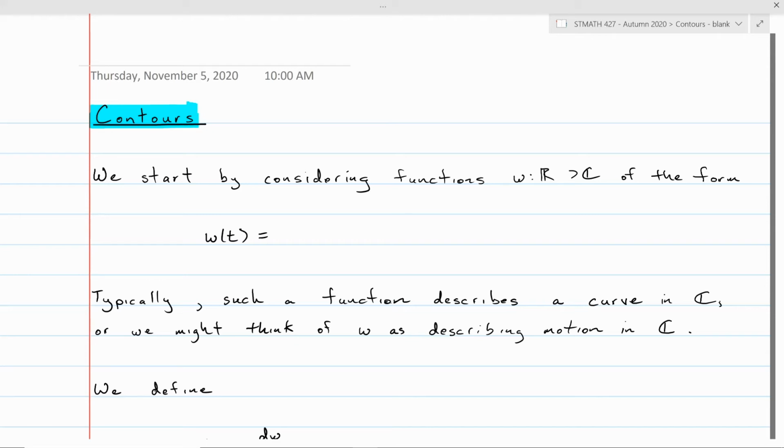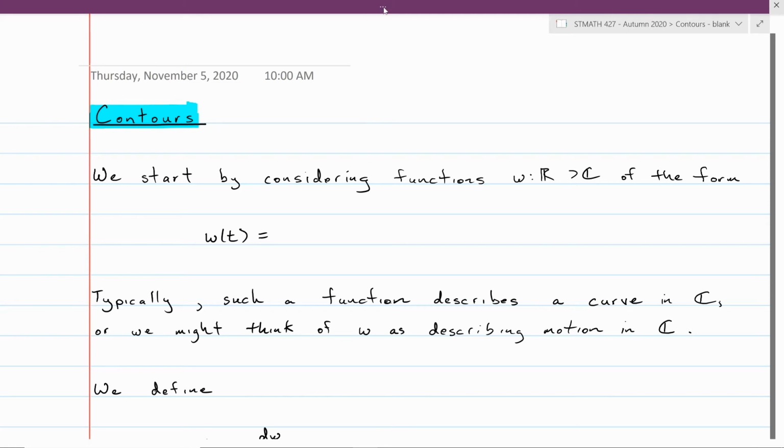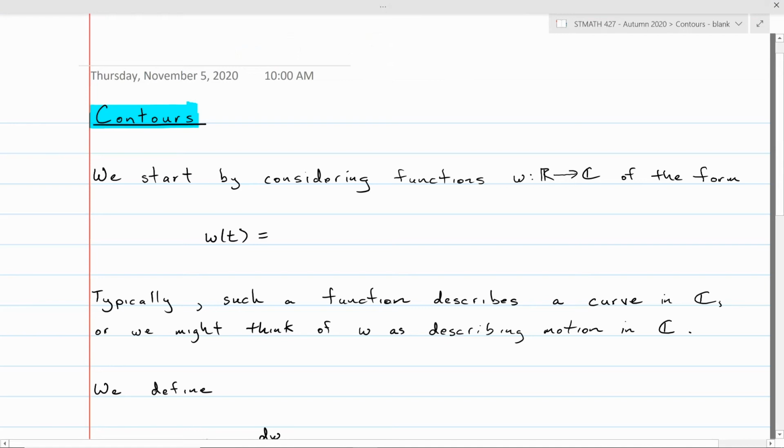So in some ways this may seem a little bit like review, but of course it's going to be done all in terms of the language of complex variables. So we'll want to go back to square one on this.